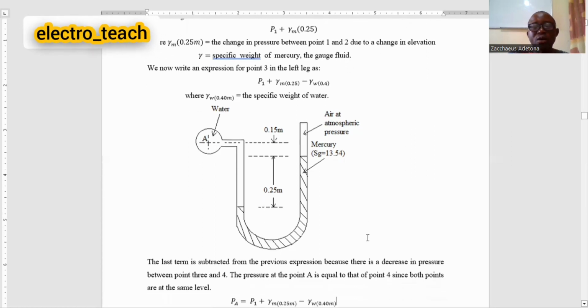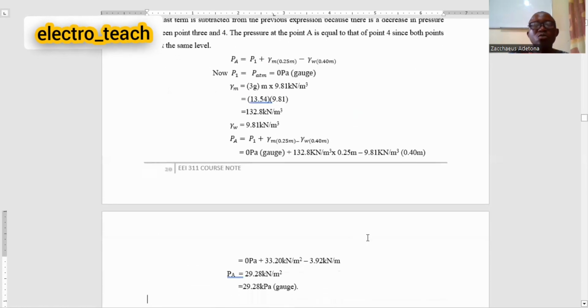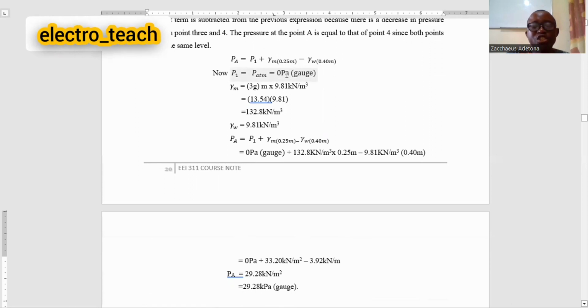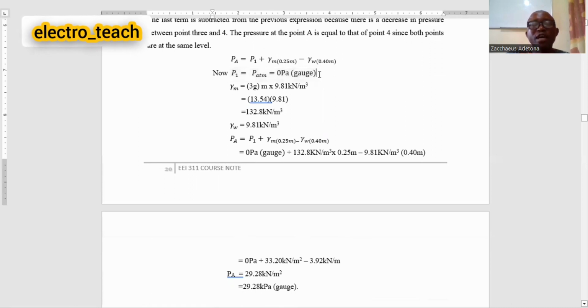So if you simplify that one out now, we get PA equals P1 plus gamma M times 0.25 minus gamma W times 0.4. We know that P1 is atmospheric pressure, so it is equal to 0 Pascal gauge. It means the final answer we are going to obtain now will be gauge pressure. So we will not represent atmospheric pressure as 0 Pascal if it's not going to be gauge pressure that we are going to obtain.